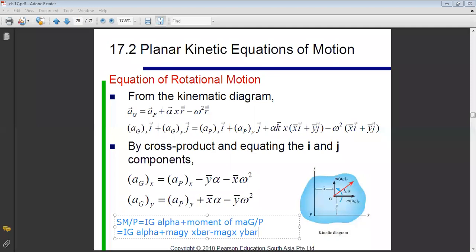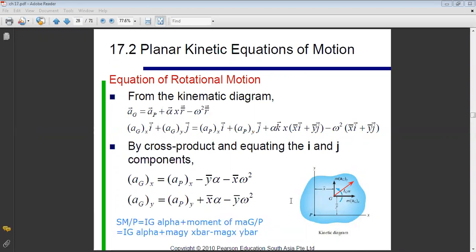So physically, this relation will tell me that sum of moments about any point P is equal to IG alpha plus moment of vector MAG about P. Okay? Is this clear? Do you want me to repeat anything?